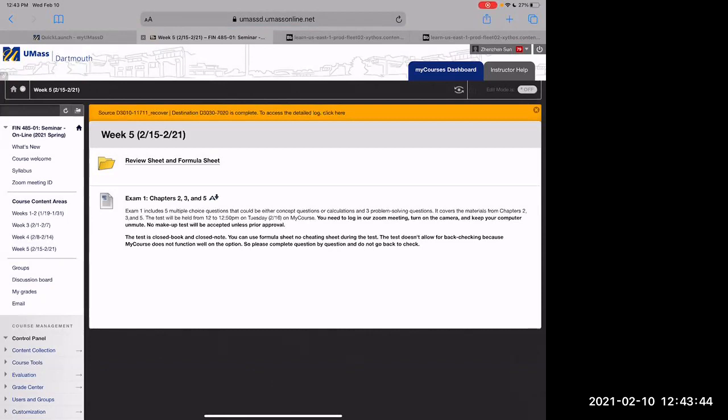Our test will be at 12. So at 12 o'clock on Tuesday, you need to log in to our Zoom meeting. You need to turn on the camera for the test and keep your computer unmuted. So please find a quiet place to do the test. No talking during the test, like in a classroom. This is closed book, closed notes. You can use a formula sheet, but no cheating sheets.